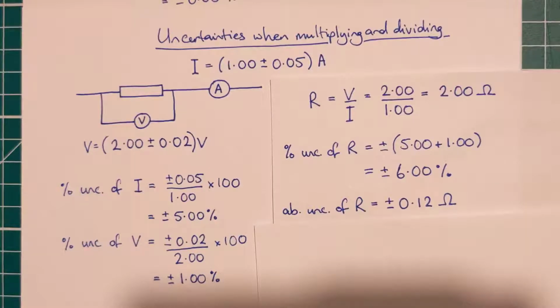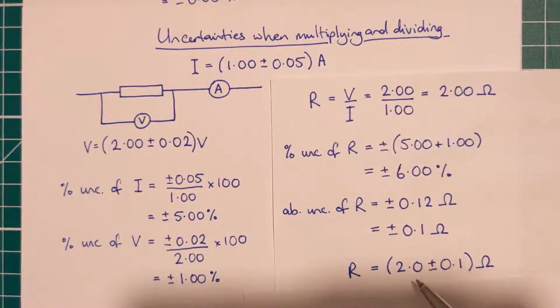However you want to do it, 6% of the value. Absolutely must round the absolute uncertainty to 1 sig fig. And then, if you can remember to, in the final answer, that's 1 decimal place, so this is rounded to 1 decimal place as well.